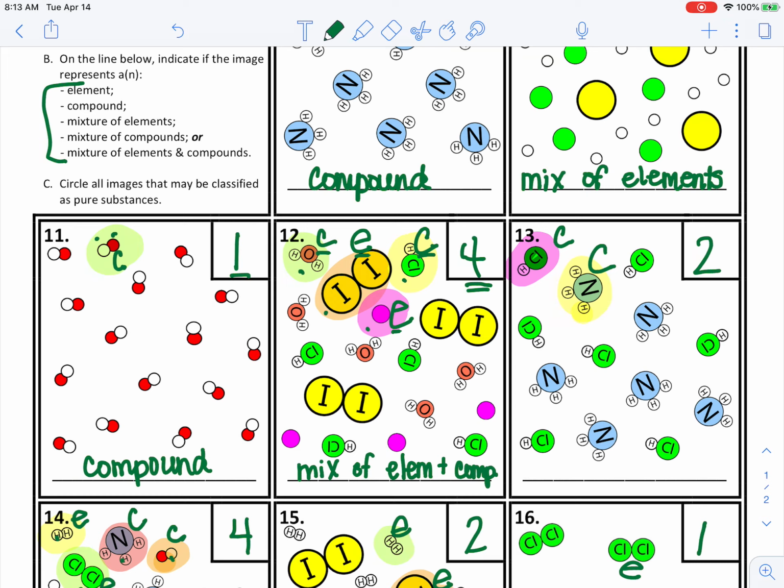Just a second. Here for number 13, I have 2 particles, so that's a mixture. And they are both compounds.